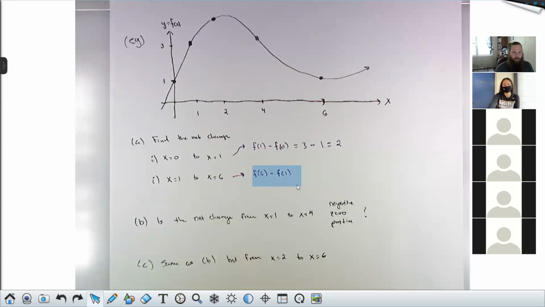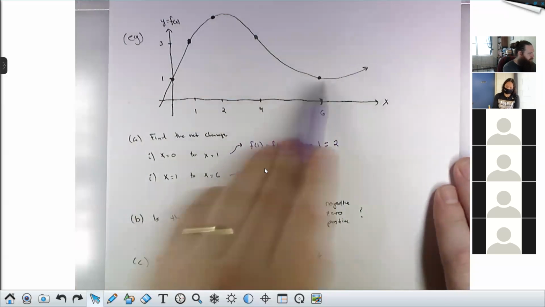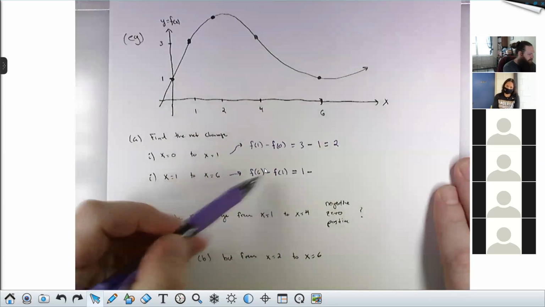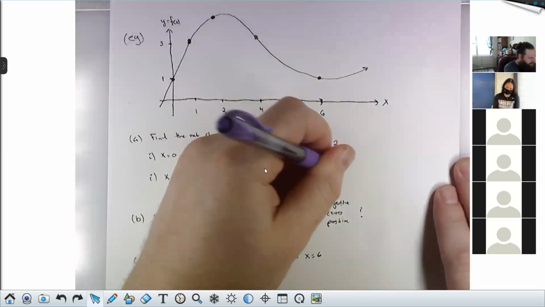So by writing this out, we can pause and let the paper remember for us what it is we're doing. We don't have to hold it all in our head. And you can imagine if this was more complicated, you'd really want that. You don't want to have to hold the whole problem in your head. So just write down one step at a time. All right, f of 6, that's 1, minus f of 1, that's 3. It's 1 minus 3, which is negative 2.